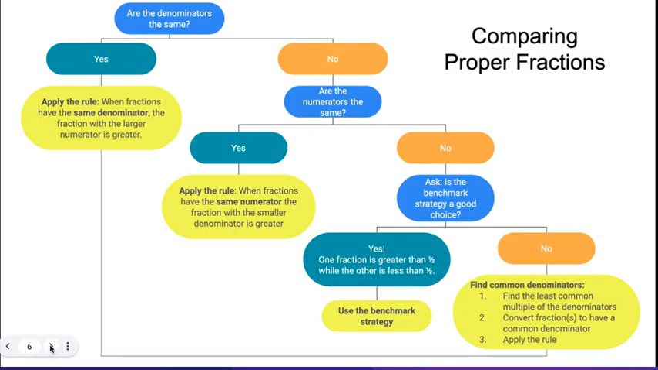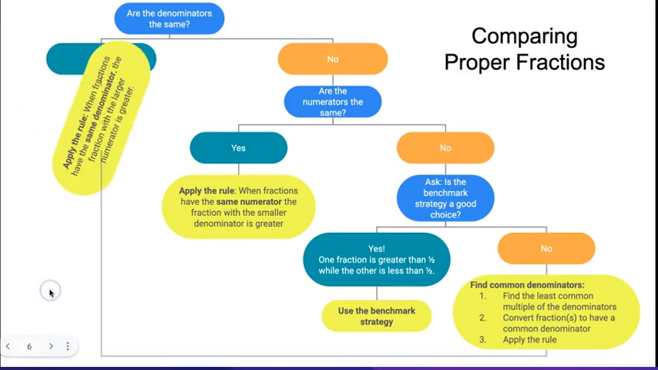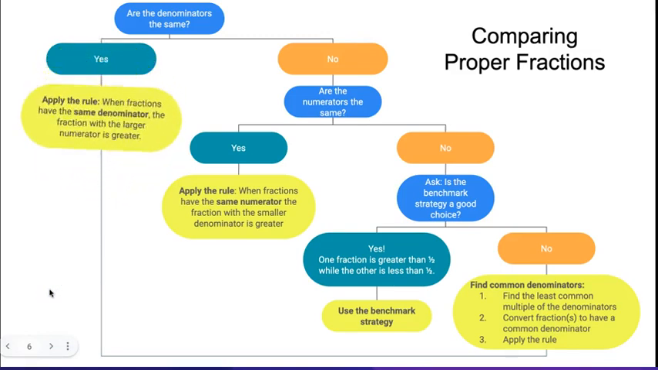The most efficient way to compare two fractions with the same denominator is to compare the numerators. The fraction with the larger numerator is greater.